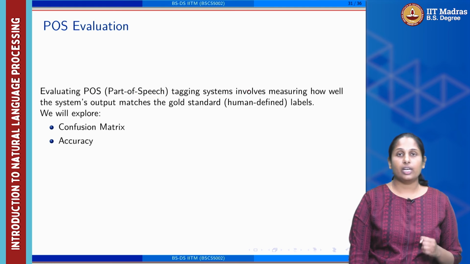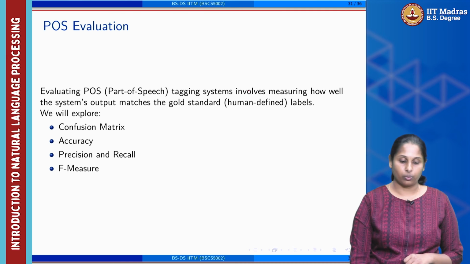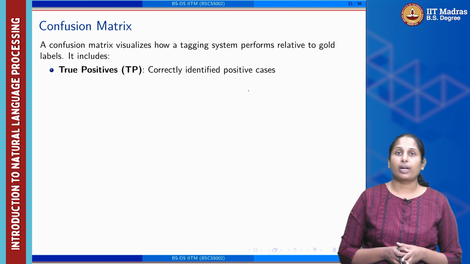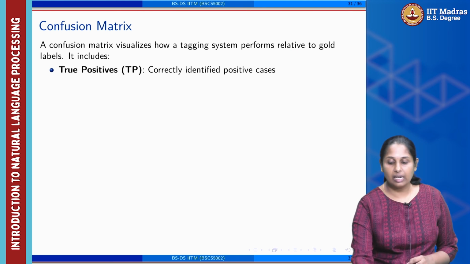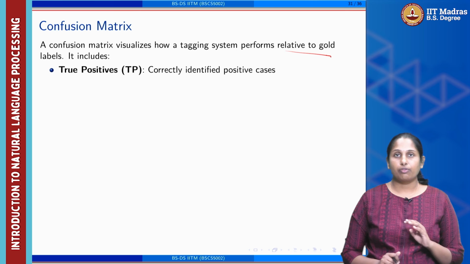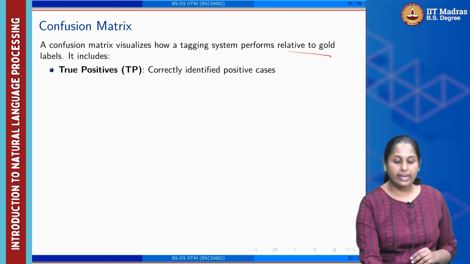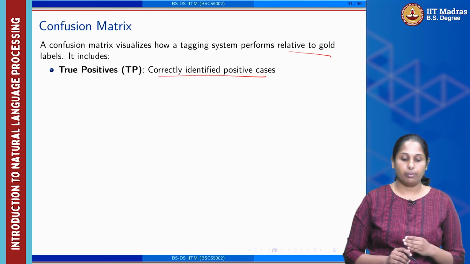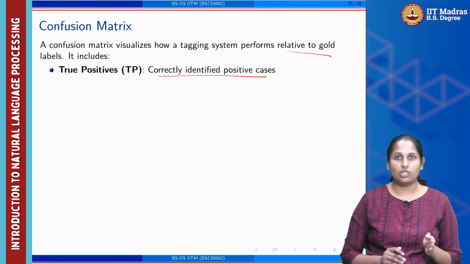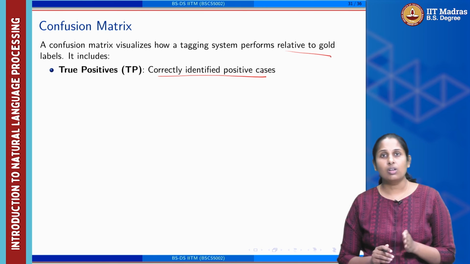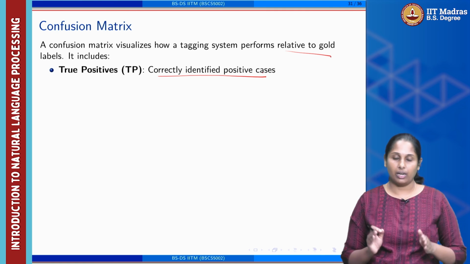So we'll explore here the confusion matrix, accuracy, precision and recall, and F-measure or F-score. Let's start with the confusion matrix. The confusion matrix visualizes how a tagging system performs relative to the gold label. For example, there are 4 important things. If a tag is given, how many times is it a true positive, that means correctly identified as a positive case. That means the model also predicted a particular word with a particular category. Let's say John is predicted as a proper noun. Both the model as well as the human-annotated gold data predict in a similar way.